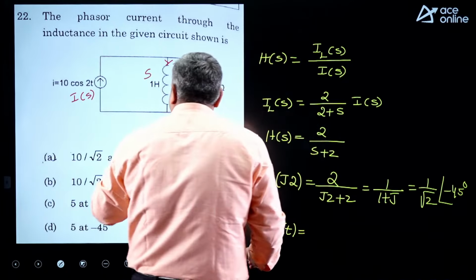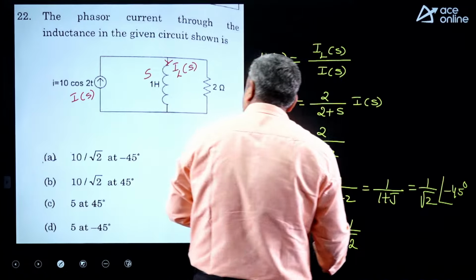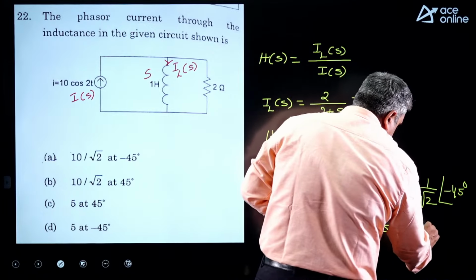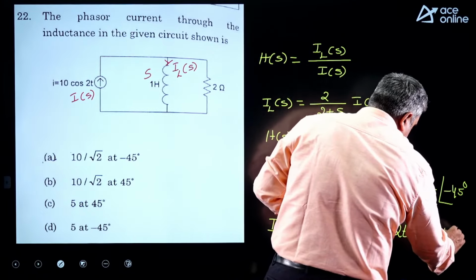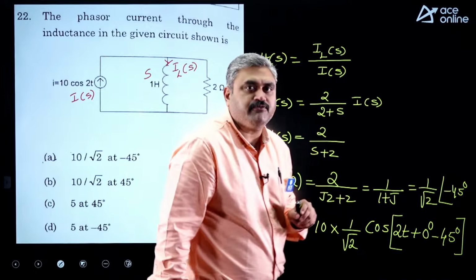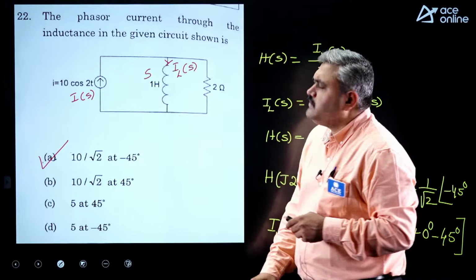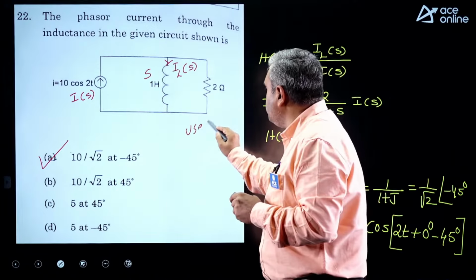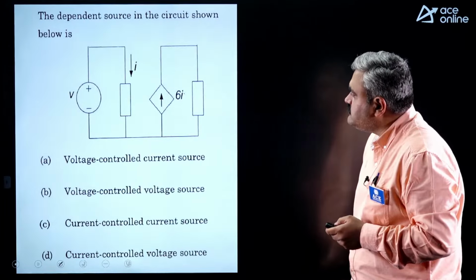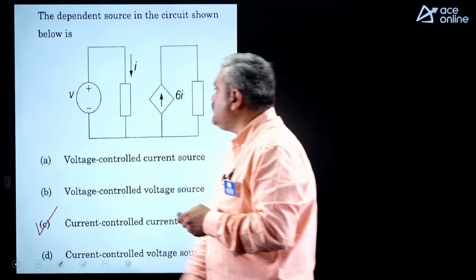What we do, we take the input signal amplitude which is 10, multiply with amplitude response. Because circuits are linear, excitation does not change. So the frequency will remain same. Phases will get added, input phase is 0, phase response we got is minus 45 degrees. Multiply amplitude, add phase. So you will get 10 by root 2 cos 2t minus 45 degrees. So straightforward that answer will be this. Directly given question, use a transfer function model. Right? Next, the dependent source in the circuit shown below here is a direct model, current controlled current source. Straight away by seeing you can tell that.